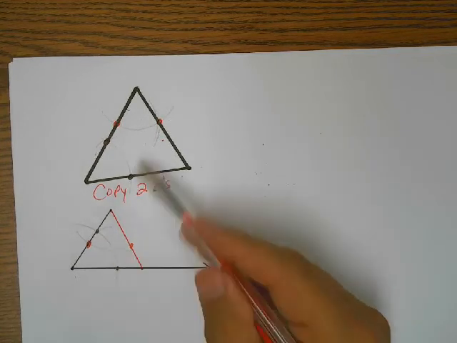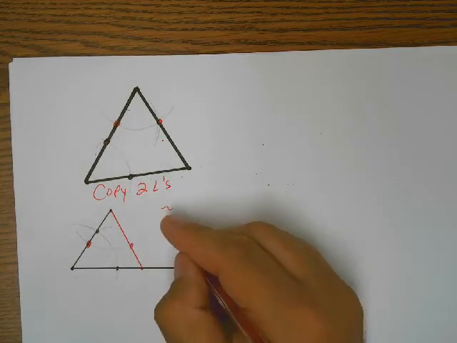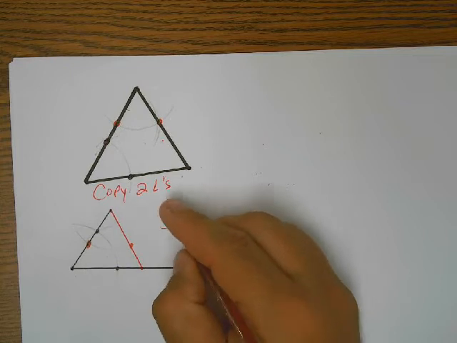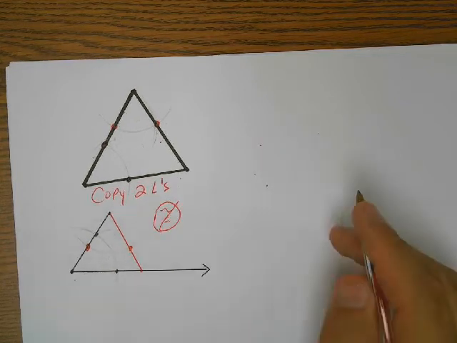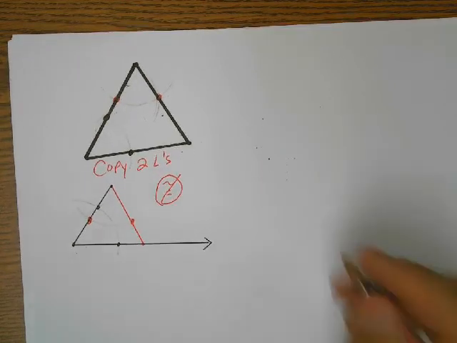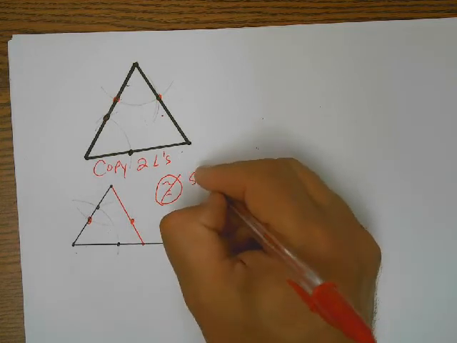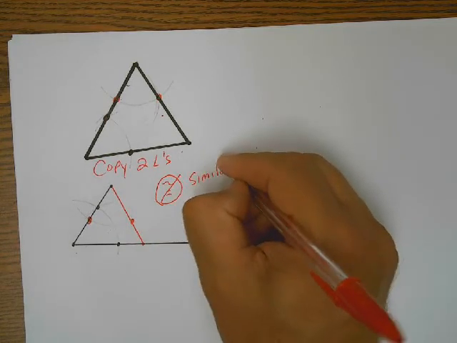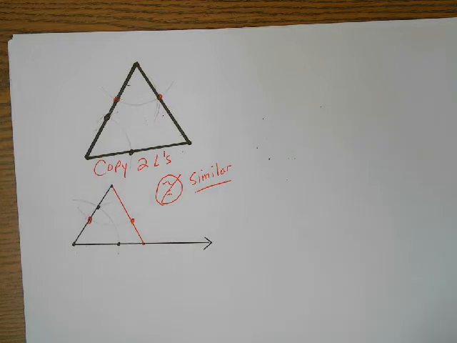All right, now I have a question. Are these two triangles congruent? Do they look congruent? No, they are not congruent. But they are what we say, they are similar.